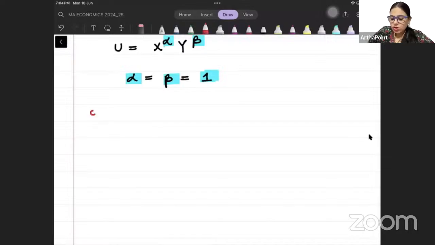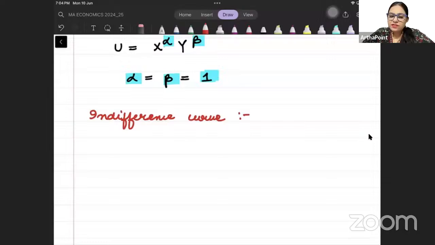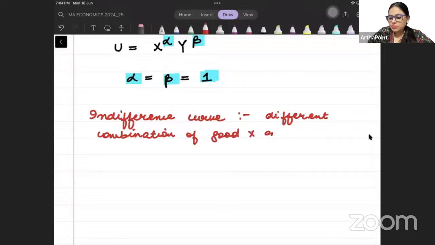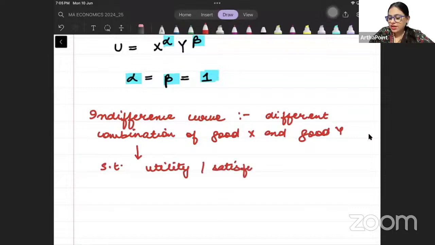Now, we need to introduce the concept of the indifference curve also. What is an indifference curve? Whenever we talk about different combinations of two goods, good X and good Y, such that they give you the same level of utility, the same level of satisfaction, then that forms an indifference curve. So I need to make sure that the level of utility or satisfaction that I have is the same.